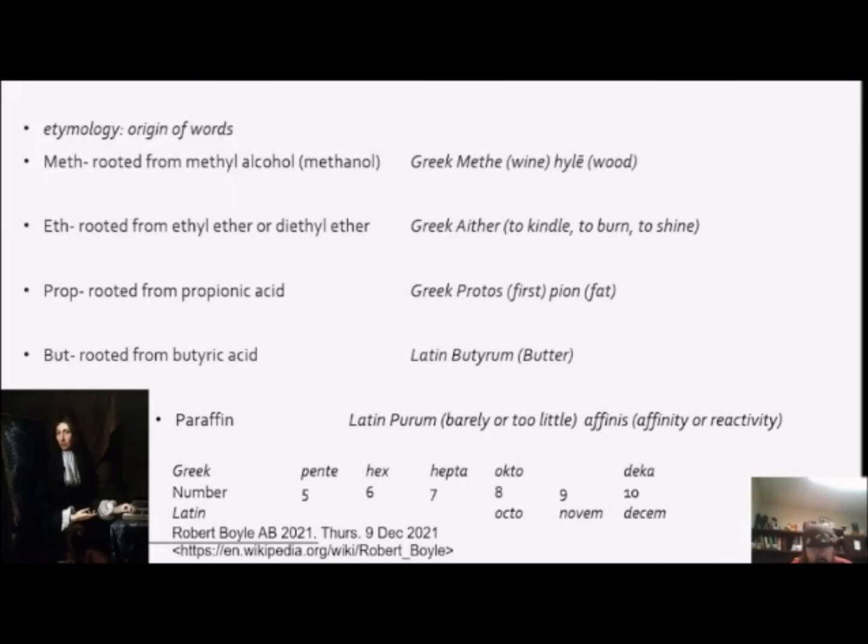Even things like paraffin, like you've maybe heard of paraffin wax. Paraffin is often used as a generic name for our types of alkanes, but paraffin comes from the Latin parum, barely or little, and affinis, affinity or reactivity. The idea is that these are not really reactive molecules for the most part, at least early on. They burned really well, but they had low toxicity and they didn't do much else.